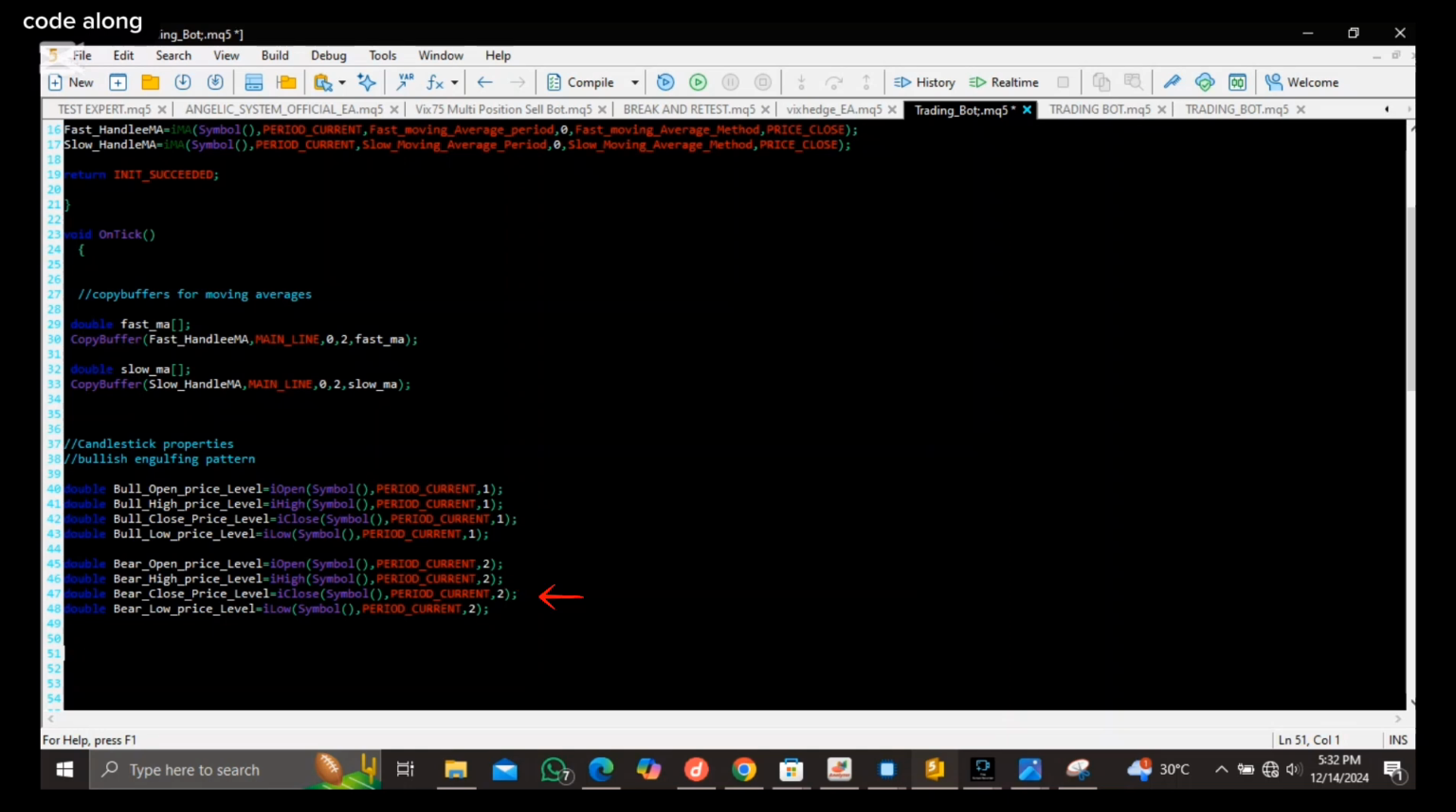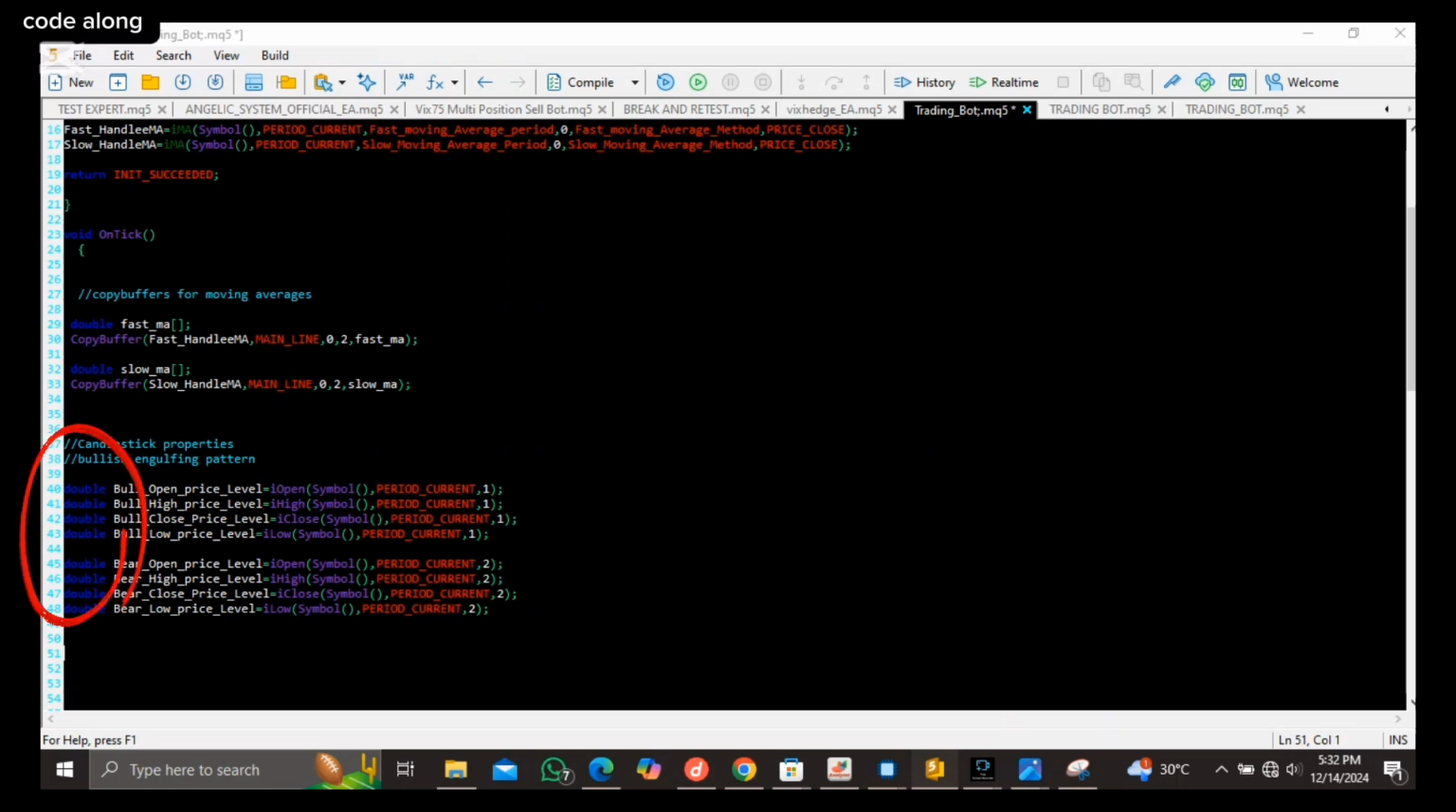double bearClosePriceLevel = iClose(_Symbol, PERIOD_CURRENT, 2). This line retrieves the closing price of the candlestick before the previous one, shift 2, and assigns it to the bearClosePriceLevel variable. double bearLowPriceLevel = iLow(_Symbol, PERIOD_CURRENT, 2). This line retrieves the lowest price of the candlestick before the previous one, shift 2, and assigns it to the bearLowPriceLevel variable.